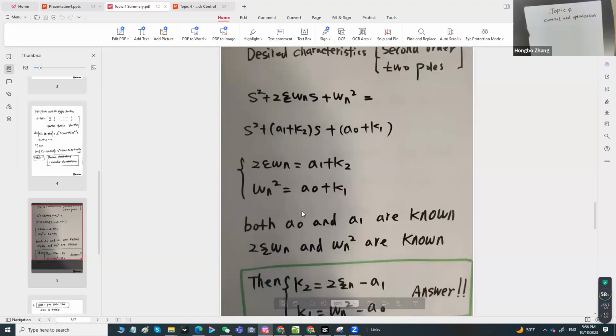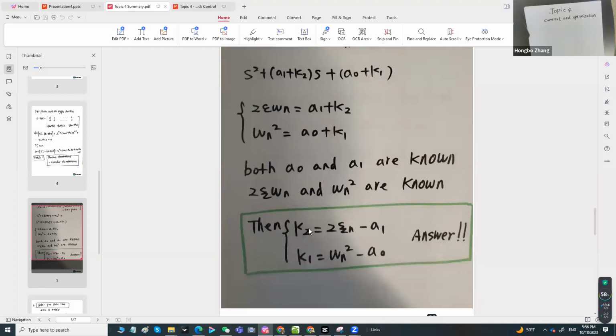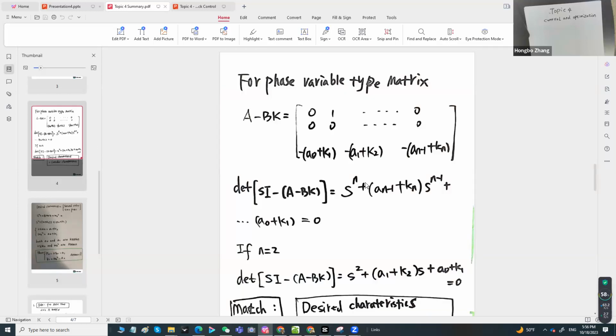So you got the idea, guys? These are desired, these are controller, and you simply match them. And you can solve K1, K2.